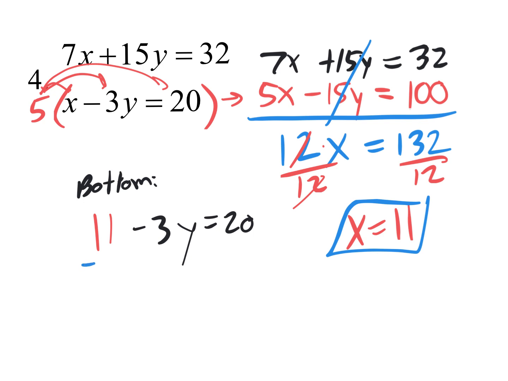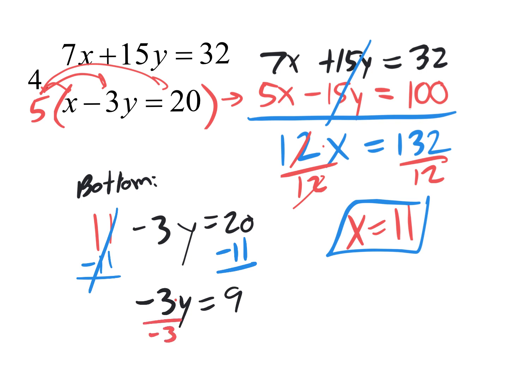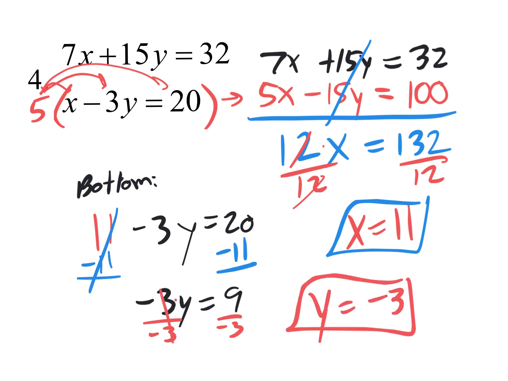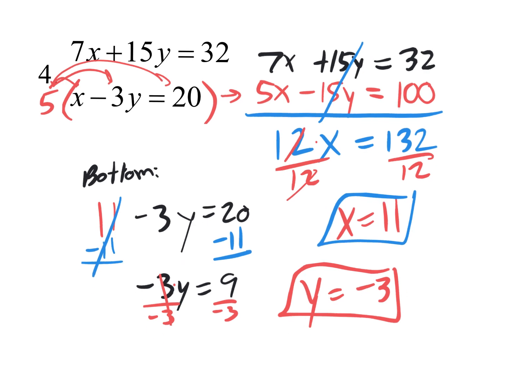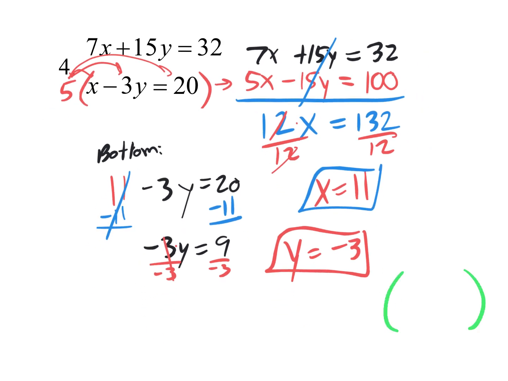11 minus 3y equals 20. All I need to do now is get rid of the 11 by subtracting 11. My new equation will read -3y equals 20 take away 11, what is that, 9? And then we're finally going to get rid of the minus 3 that's being multiplied in front of the y. To get rid of multiplication, you divide. What you do to one side, you must do to the other, giving you y equals negative 3. So the answer to this last system is 11 comma negative 3. And of course you could double check it by plugging in your values into both equations of the original system.